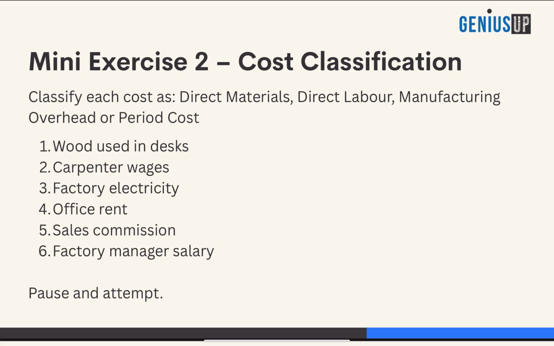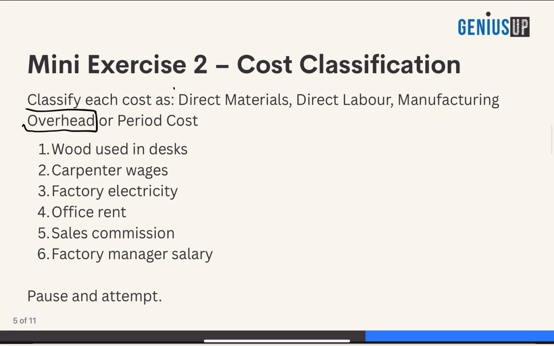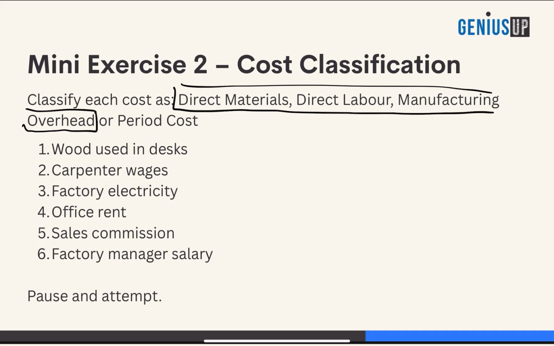So what we should do is classify each of these costs as either direct material, direct labor, or manufacturing overhead. One thing I have to say is with these 3 costs that we have here, direct material, direct labor, and manufacturing overheads, these are what we call product cost. These are the costs that make up a product.